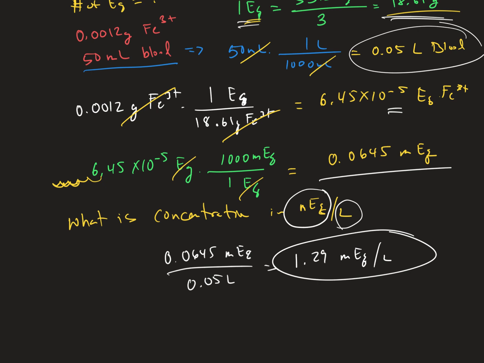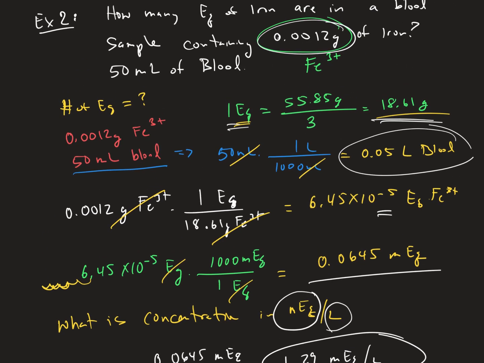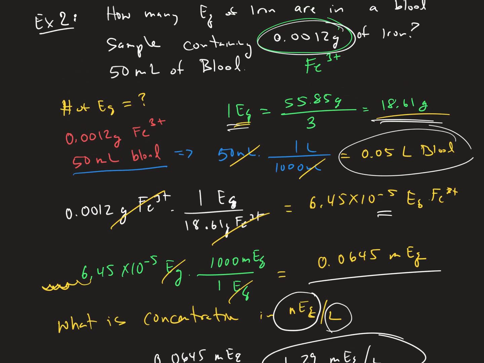There's only one thing we learned here, guys. What was it? How to determine the number of grams per equivalent. Yeah. So the original question just asked how many equivalents of iron are there. So that would be 6.45 times 10 to the negative 5 equivalents.